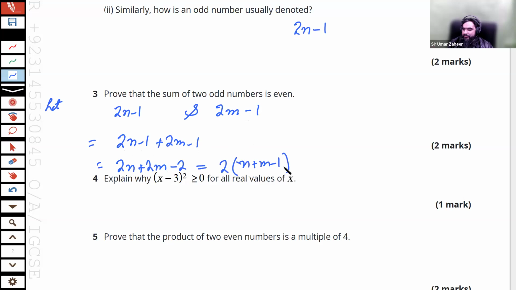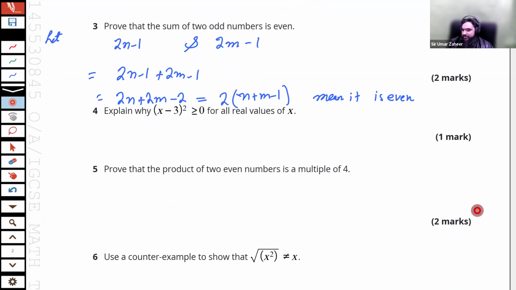So this is a multiple of 2, which means it is an even number. So this is the thing that we needed to prove: if we take the sum of two odd numbers, their answer will be even.